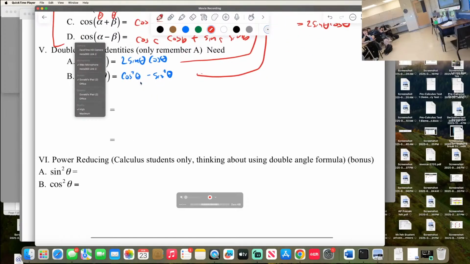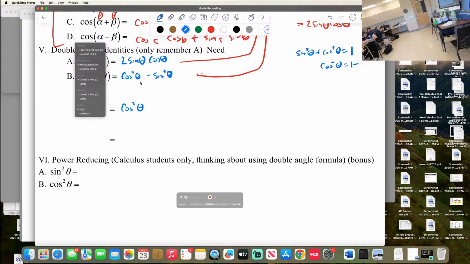The problem is the other two. So what I'm going to do is replace that cosine squared theta. We're going to write this on the side: sine squared theta plus cosine squared theta equals 1. Cosine squared theta is equal to 1 minus sine squared theta, or sine squared theta equals 1 minus cosine squared theta. You can prove it by replacing this sine squared with 1 minus cosine squared theta.